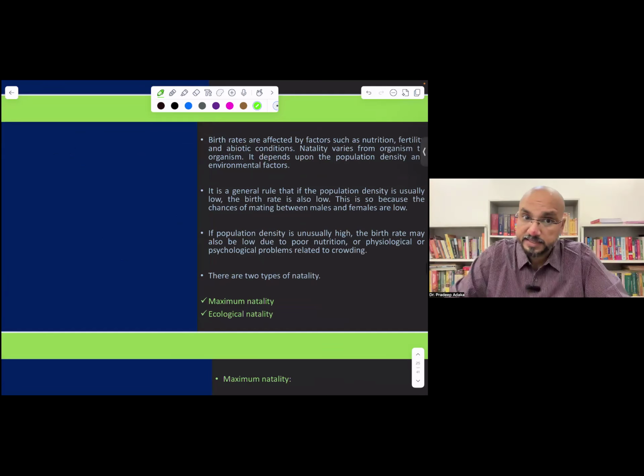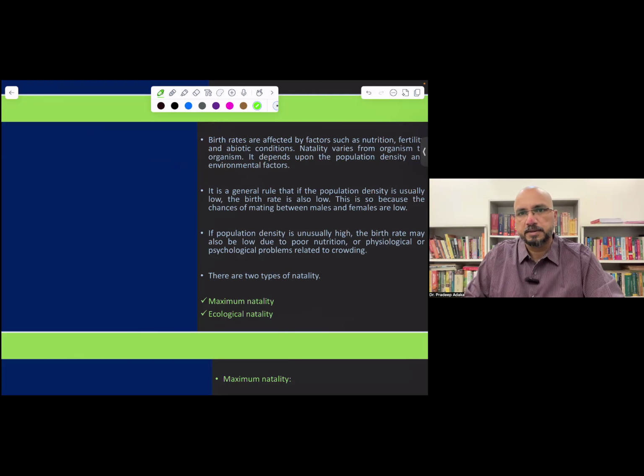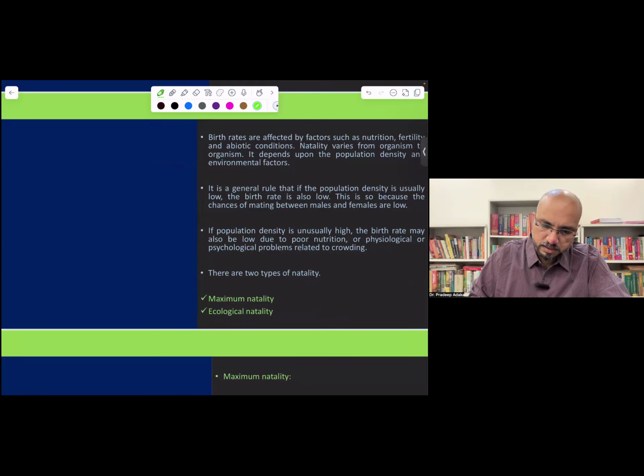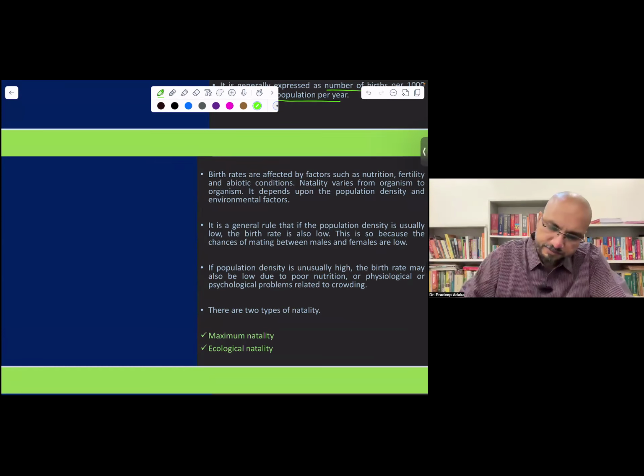Birth rates affect the population size, right? As newborns are added to the population, the number will increase. So birth rates increase the population, but birth rates are also affected by factors such as nutrition, fertility, and abiotic conditions.